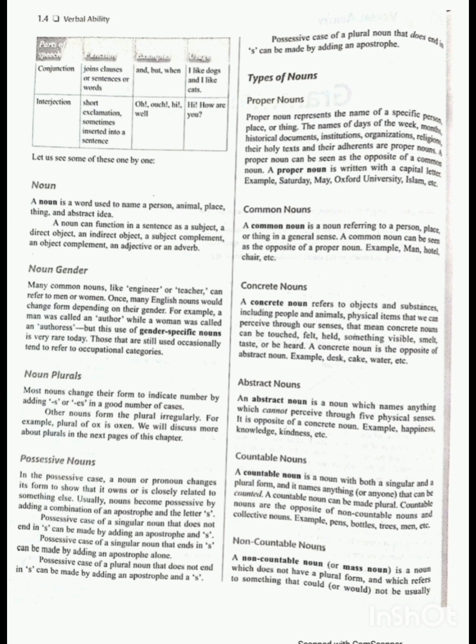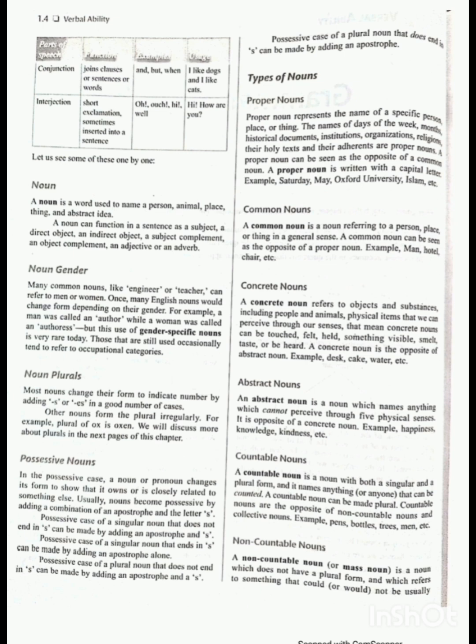What is a noun? A noun is a word used to name a person, place, animal, thing, and an abstract idea. As we know, nouns can be classified into various categories. The first is noun gender. Noun gender means a noun that has a gender: boy, girl, a host, a hostess, headmaster, headmistress. So there would be a masculine gender and a feminine gender, and there would also be a neuter gender, that is the doctor, teacher, lawyer, which are neutral in gender.